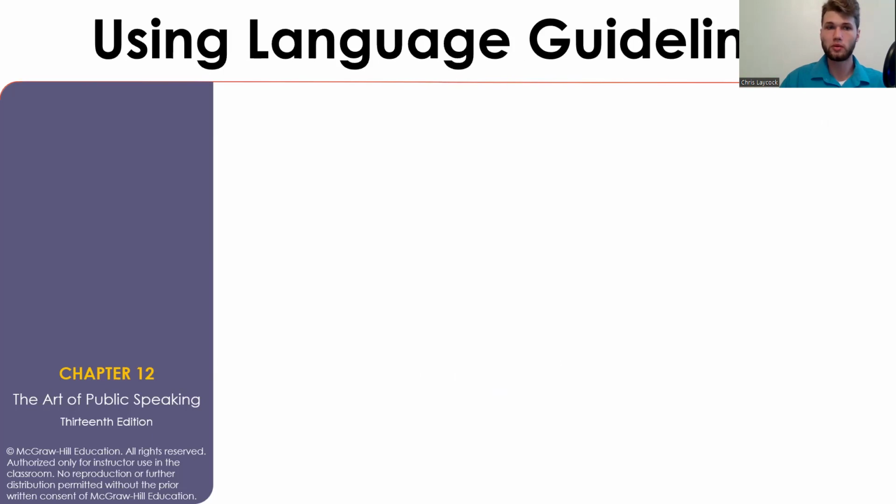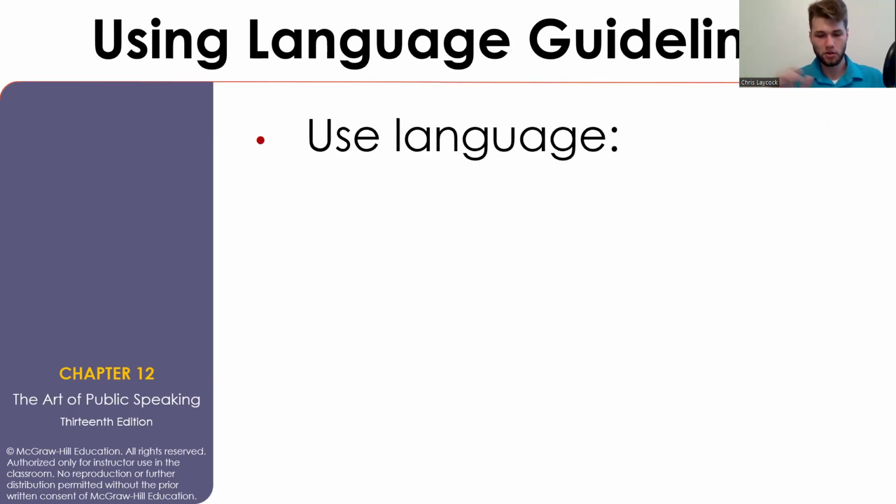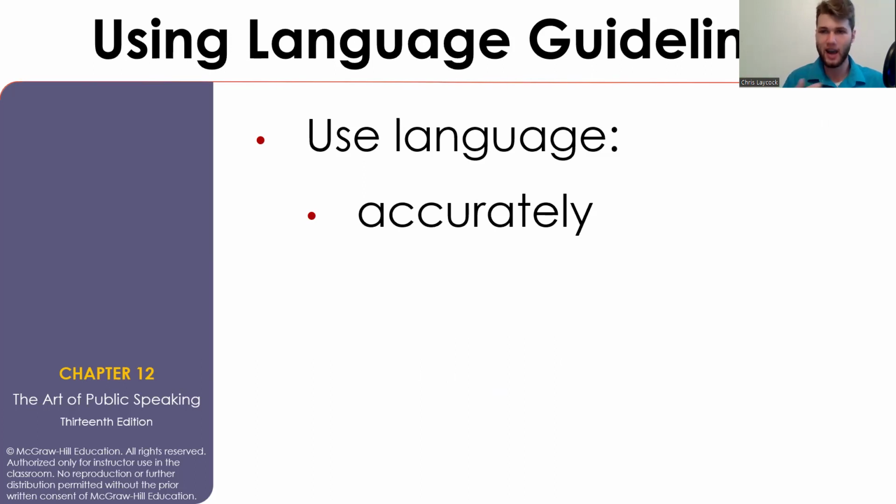So let's move on to using language guidelines. We're trying to do 4 things when we use language. Number 1 is we're trying to use language accurately. We want to make sure that the words we're speaking are conveyed in the manner that they're supposed to be received in, right? We want to be accurate when we talk. We don't want to be vague. We don't want to leave anything open for interpretation, right?